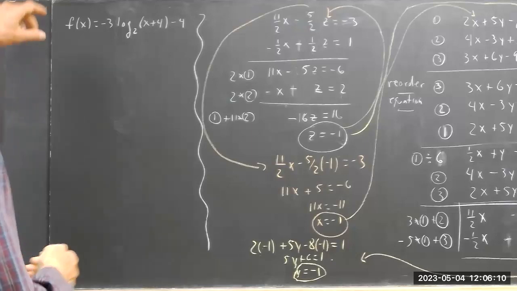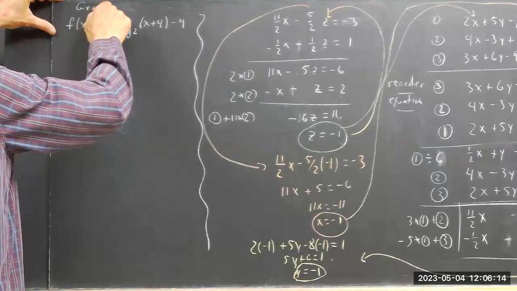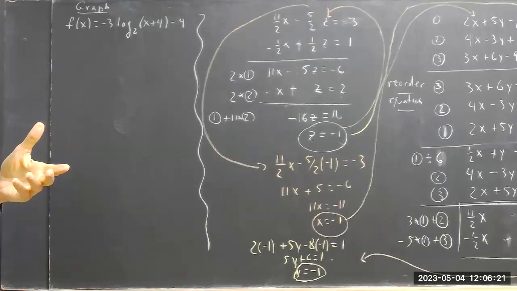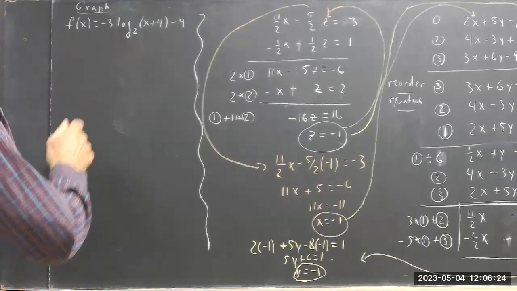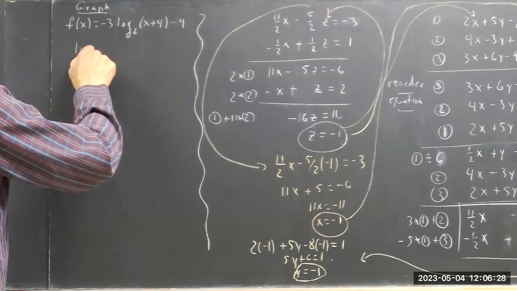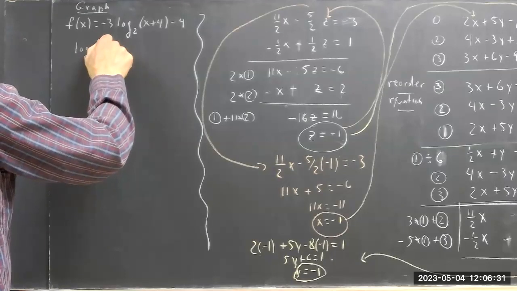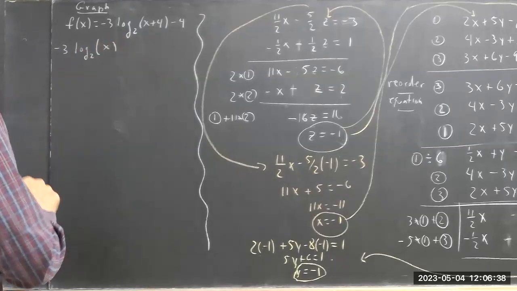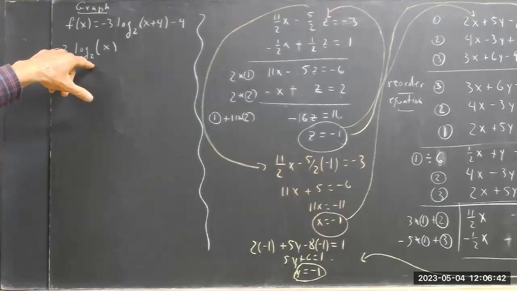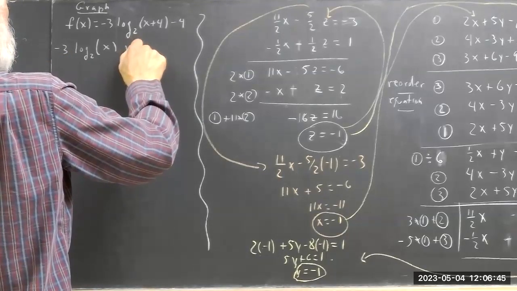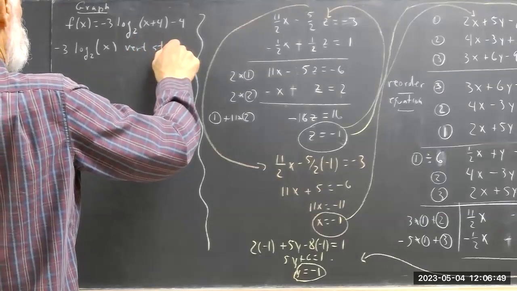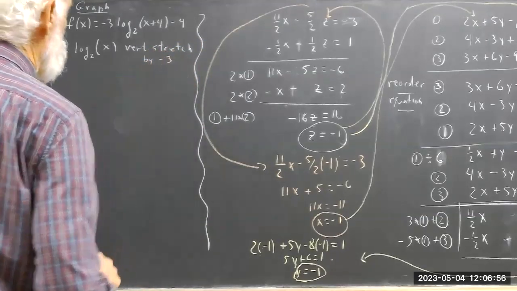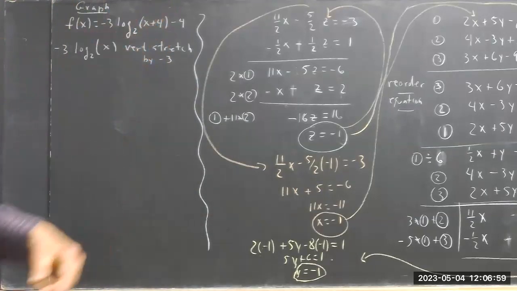Another real good question. We want to graph this equation. Okay, well, this is the transformation of the log-base 2 function. We do -3 log-base 2 of x. That's a vertical stretch by 3, or if you wish, a vertical stretch of 3 and a reflection across the x-axis.